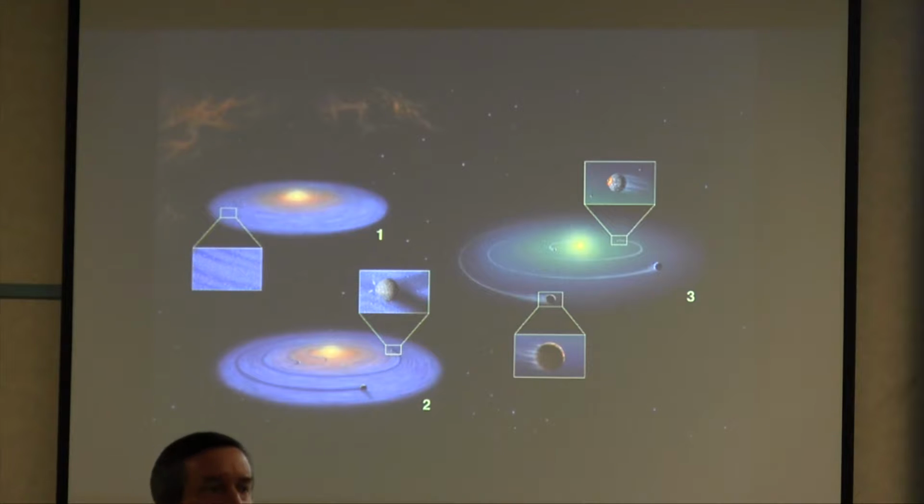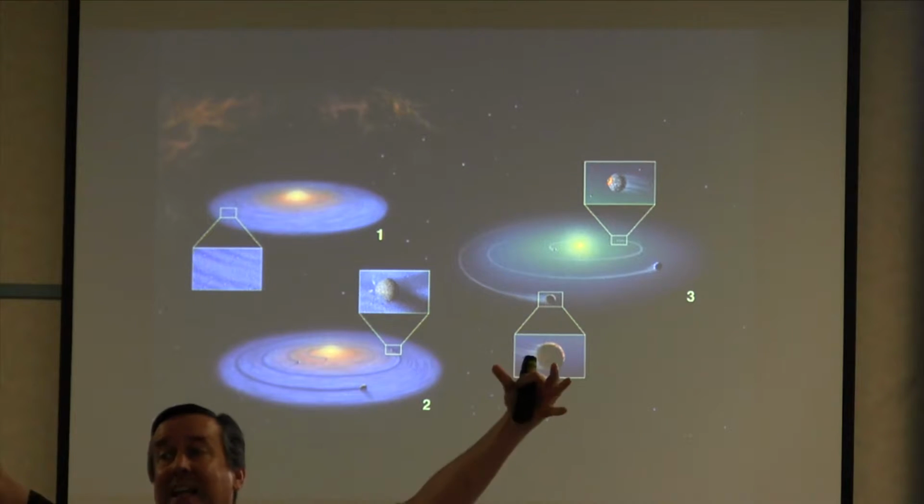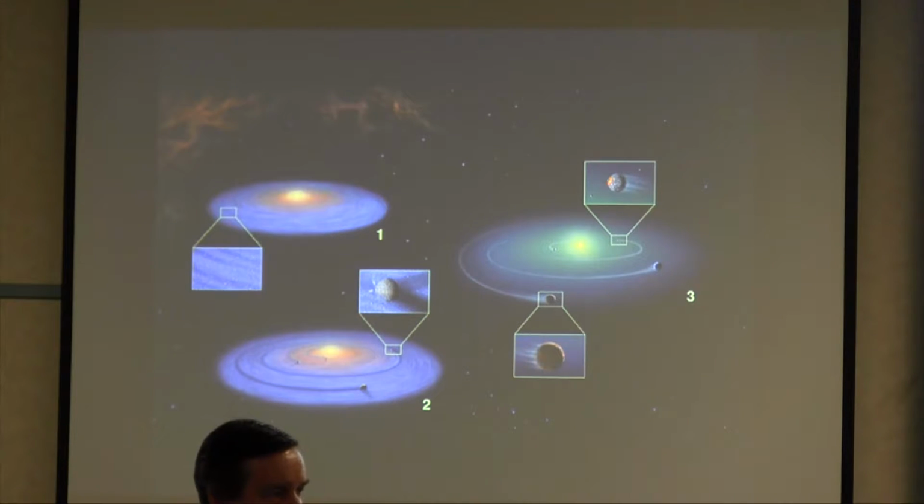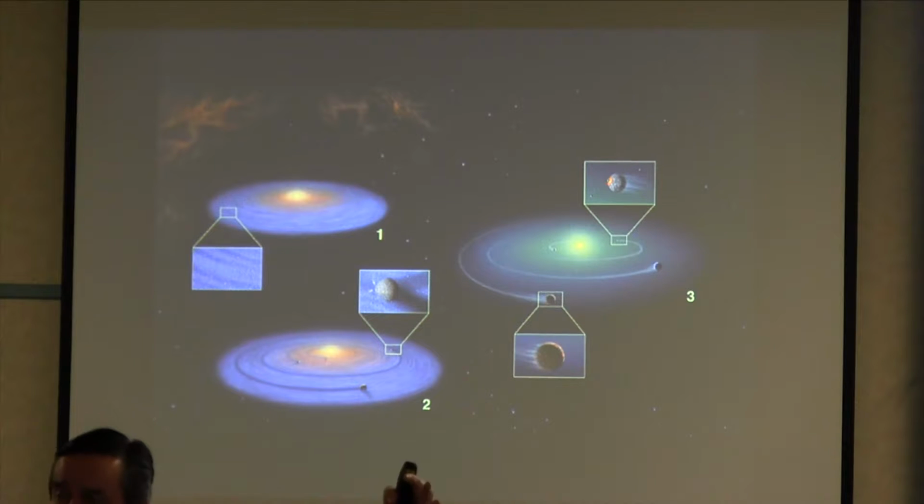You take pizza dough, you spin it in the air, what happens? It becomes a disk. You take a big cloud, you drop it in, it's going to be spinning, it's going to become a disk, okay? This is the nebula hypothesis. You collapse a nebula, you get a spinning disk at the center.